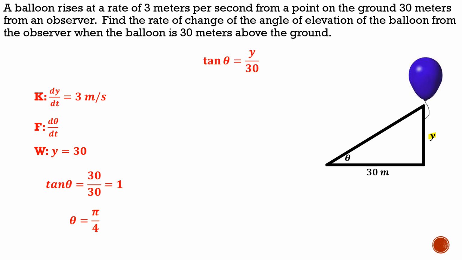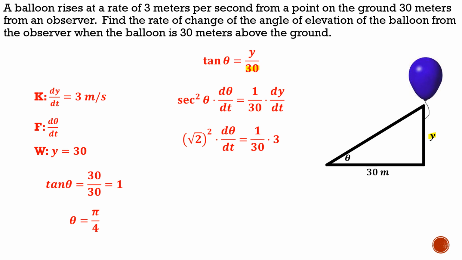Now setting up that same type of ratio, I have tan theta equals y over 30. Notice I'm using 30 here because that is the distance on the ground, and that's constant. He's not walking back and forth. That 30 is constant. So then taking the derivative of both sides, I get secant squared theta, d theta/dt equals 1/30 dy/dt.